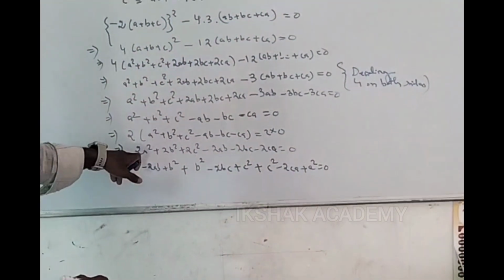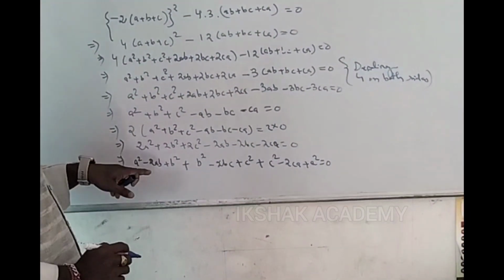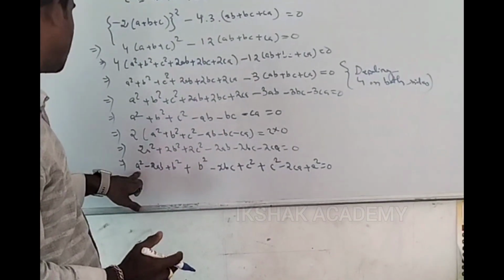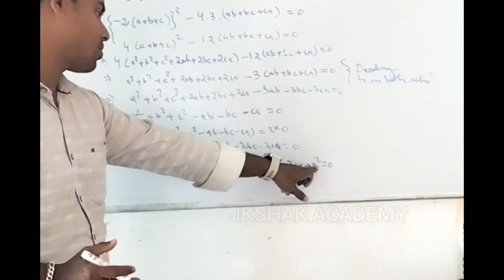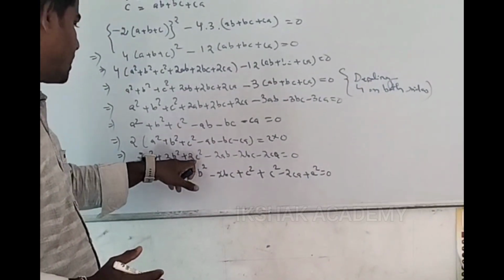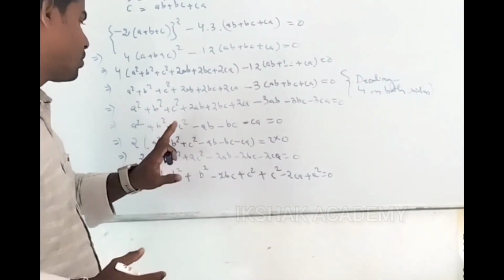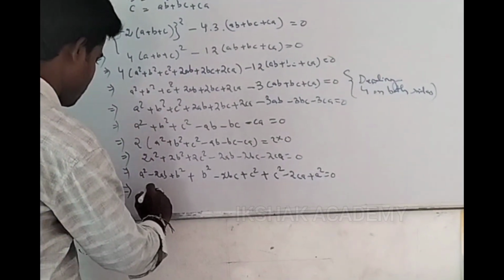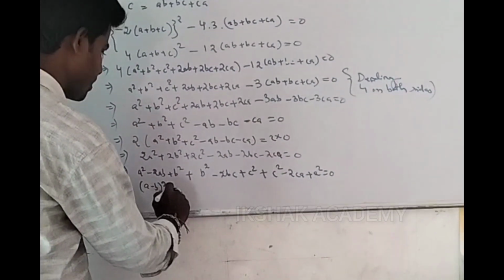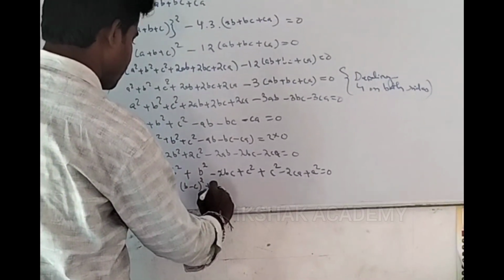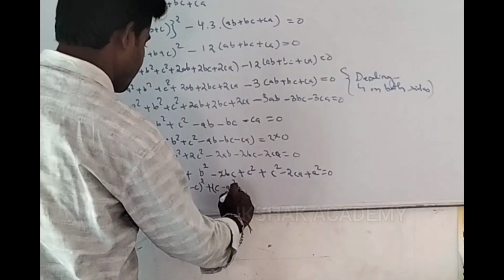This is possible. How? That 2a square means a square plus a square. 2b square means b square plus b square. Here is one a square, here is another a square. Okay, 2a square. Then b square, here is b square. Okay, 2b square. Then c square plus c square. Okay, 2c square. Just we add this. This equals a minus b whole square plus b minus c whole square plus c minus a whole square.